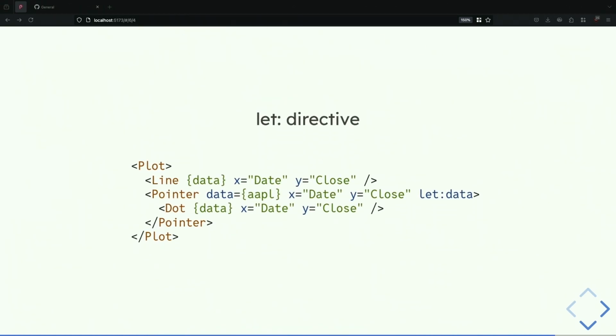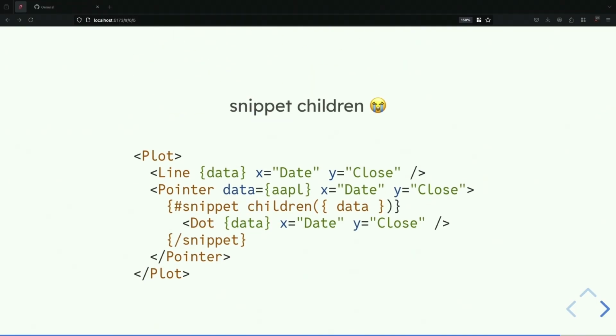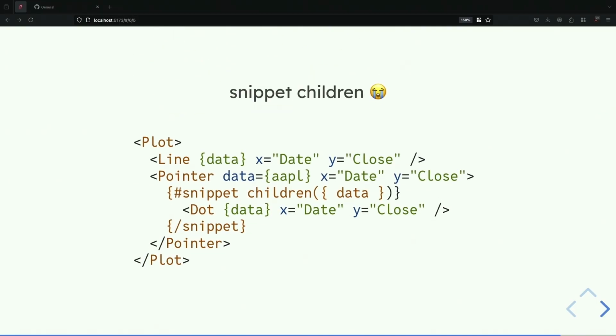And one thing that I miss is the let directive. I know it's done, but this was just so much nicer. So the pointer, the let data, and I could just use the children. It's always the children, and now I always have to write this snippet children, the curly braces. But yeah.